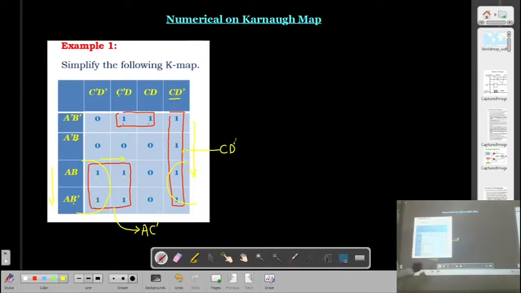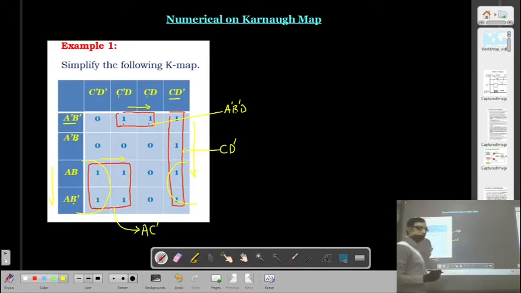Correct? And now if you see the expression for this square, when you are moving in this way, the c dash is going to be uncomplemented, d is going to remain as it is, as well as a dash b dash is also remaining as it is. So we can write this as a prime, b prime, and d will be there. So here we have three terms.